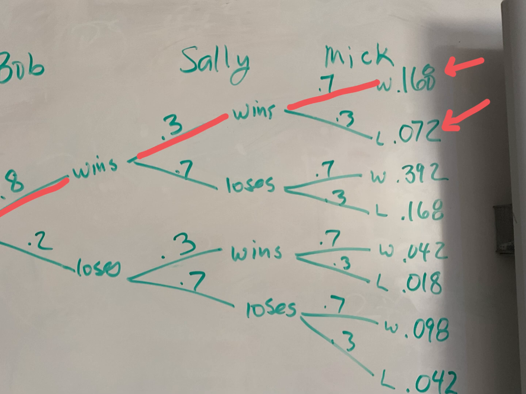If you multiplied them, they would get incredibly tiny, and that doesn't make any sense. You would add them together, because either this one or that one, Bob and Sally won. So your final answer on this one would be you'd add the 0.168 to the 0.072.